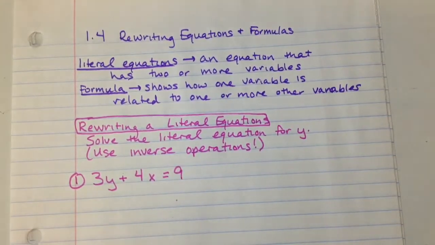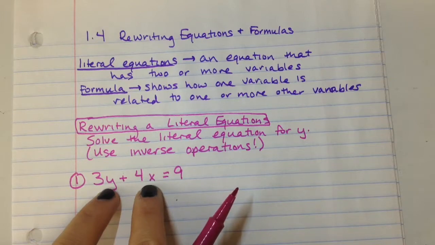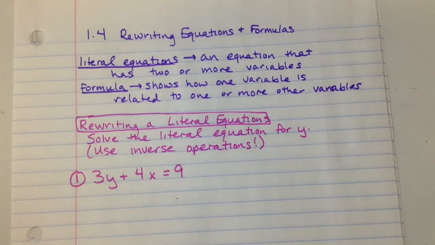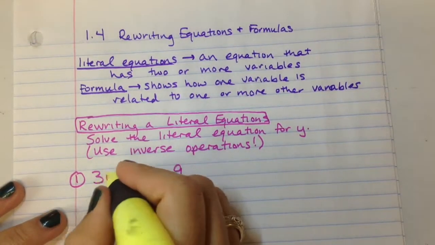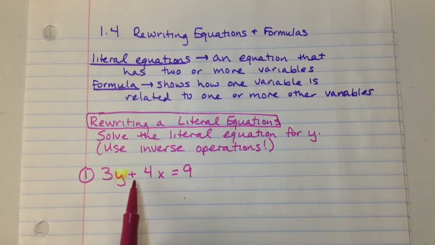So this is a literal equation because there are two different variables. There's a y and an x. That makes it a literal equation. Now we're asked to solve for the y. What I need you to do is take the highlighter you should have picked up, go get a highlighter if you haven't, and highlight the letter y. That is what we want to get by itself, so we've got to make sure that we're focused on the correct variable each time.